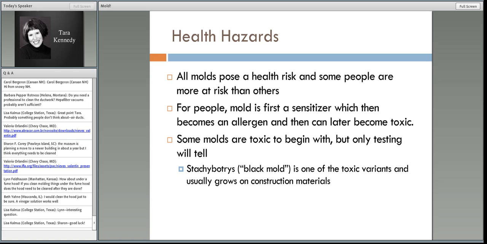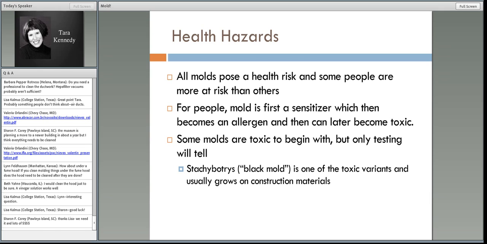So as I mentioned, some molds are toxic to begin with, but only testing is really going to tell if it is actually tachybotrys or another type of toxic variant of mold. Tachybotrys, the black mold that everyone goes on and on about, usually likes to grow on construction materials, especially drywall. It's not really so fond of collections. But the only way you're going to know for sure what kind of mold you have, and if it is an actual toxic mold, is to get it tested. For now, however, you can always assume that there will be a health hazard now or in the future, so treat it. You don't necessarily need to have it tested. It's just not a good idea to have any mold in your collection.